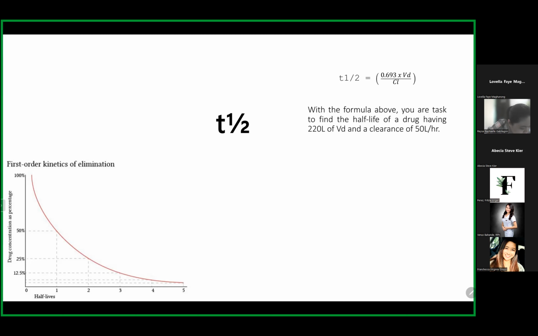With the formula above, you are tasked to find the half-life of a drug having 220 liters of VD and a clearance of 50 liters per hour. So with that, just basic math, and let's just replace it. 220 times 0.693 divided by 50 liters per hour. The liters will be eliminated and the remaining would be hours. So the result would be the half-life. And by that, we would get a 3-hour half-life. So in this graph, for example, the 100 in its first half-life, after 3 hours, would apply to 50%.